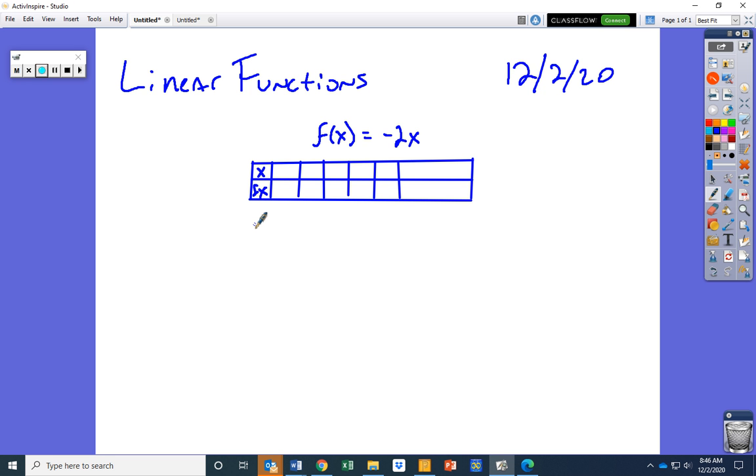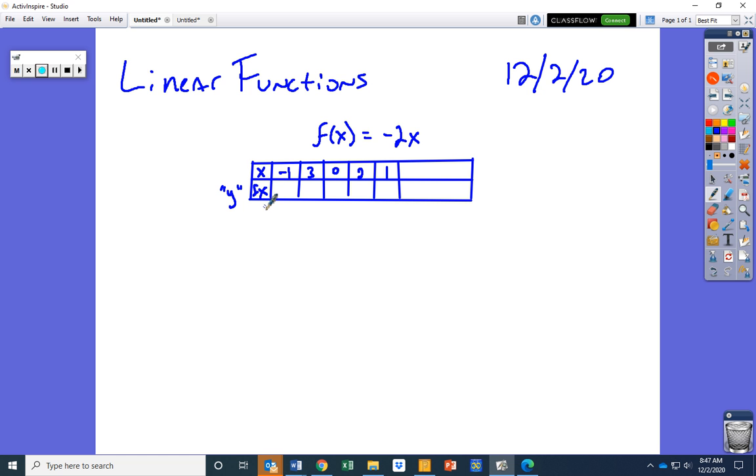Remember, what did I tell you guys to think of the function of x like? It's like your y. So you think of this like your y value. When I plug in numbers to this, let's say I have negative 1, 3, 0, 2, and 1.